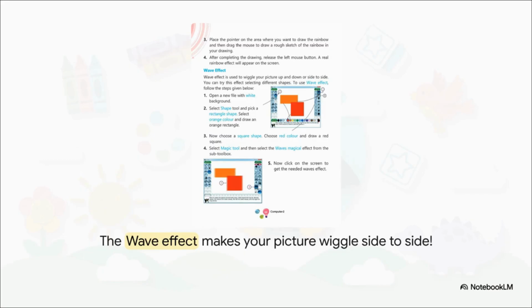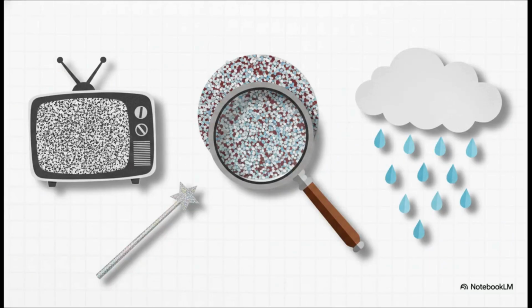By grabbing this from the magic sub-toolbox, you can actually make your picture wiggle. You can have it wave horizontally, up and down, or even side to side, which totally transforms basic shapes into these dynamic, wavy illusions. And we can't skip these unique additions.